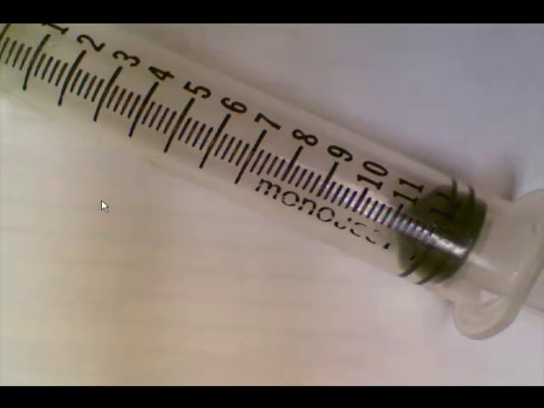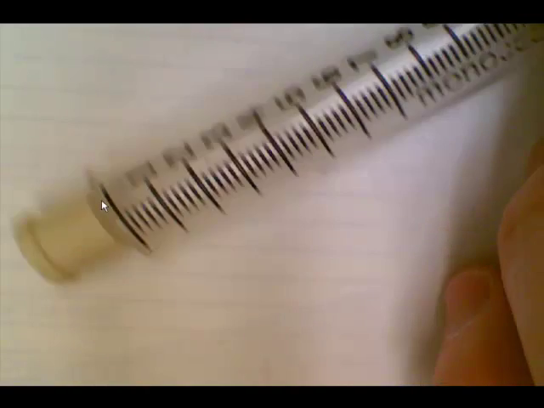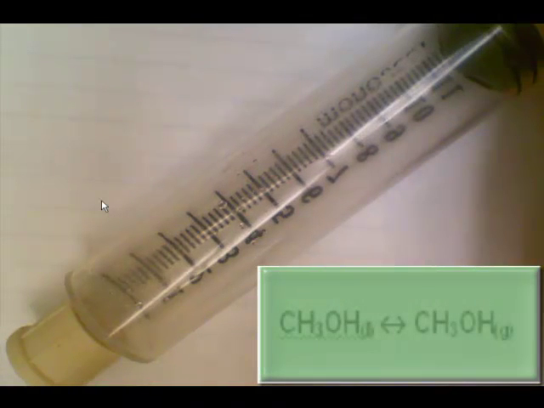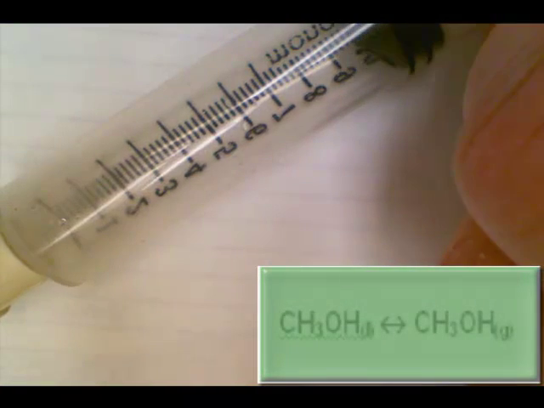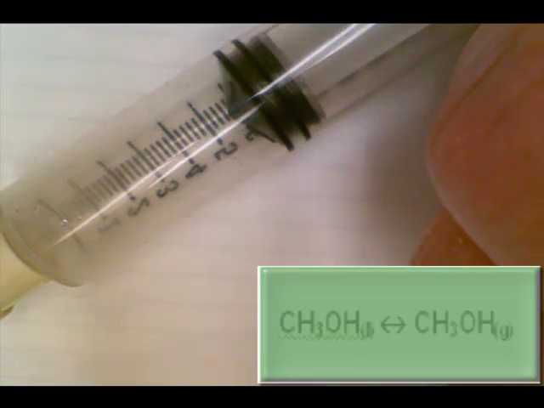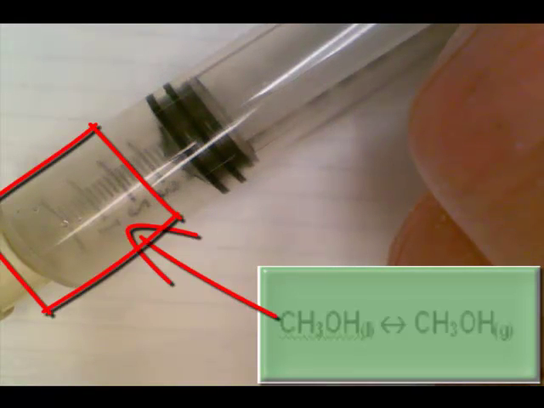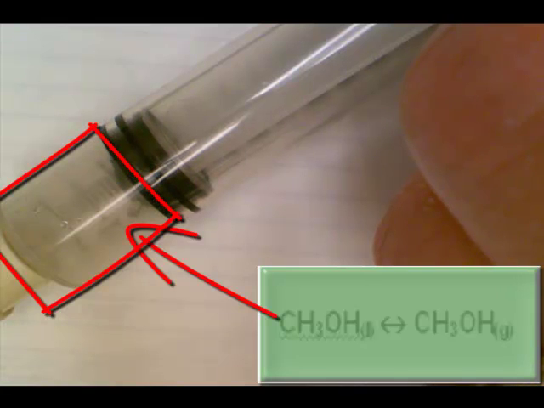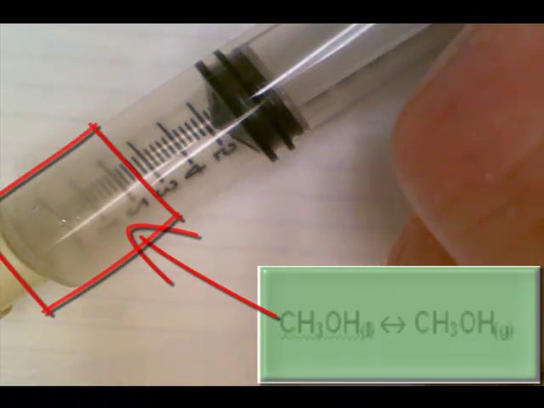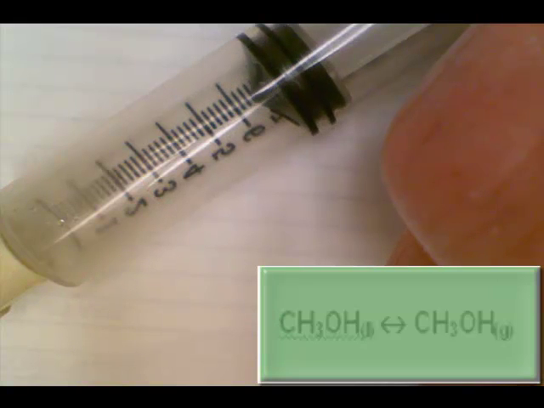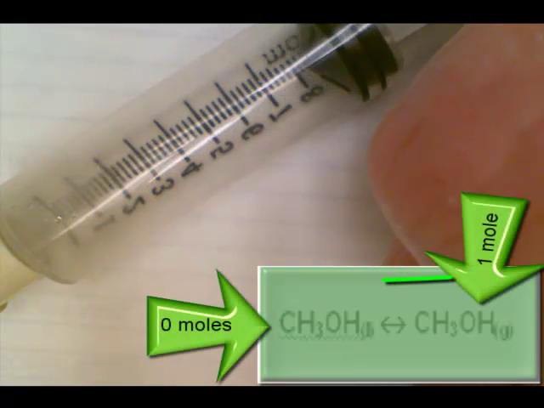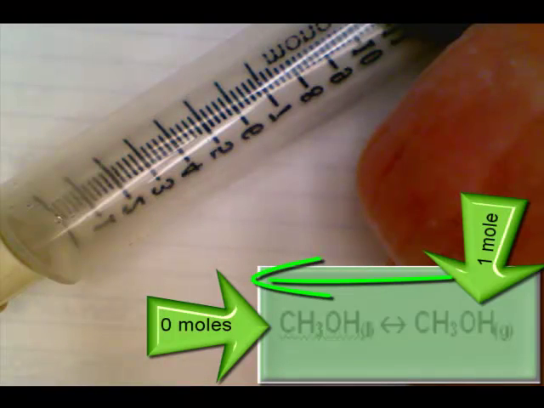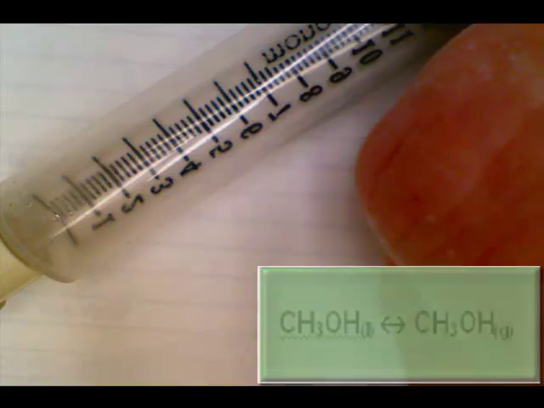What you're seeing here is a syringe that has a little bit of liquid methanol in it, just a tiny drop of liquid methanol. And it's at equilibrium with methanol vapor because some of it has evaporated. Now watch what happens as I slowly decrease the volume. See it fogging up? Those are tiny droplets of liquid methanol. Liquid methanol is encouraged to form when the volume drops and the pressure increases because that reduces the number of moles of gas. When I reduce the pressure, it evaporates again.